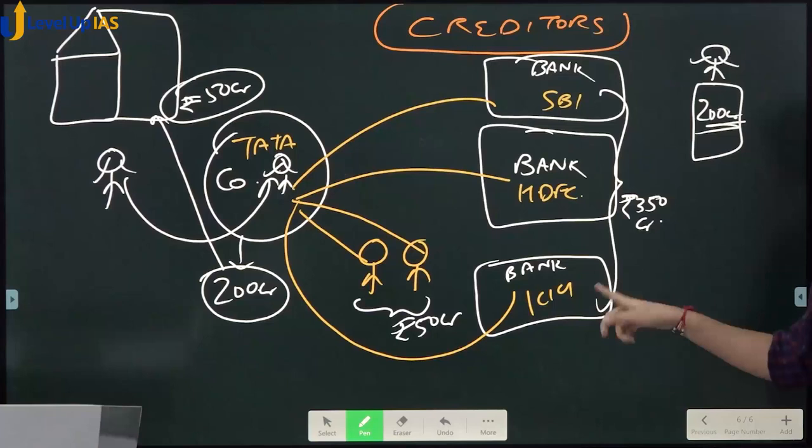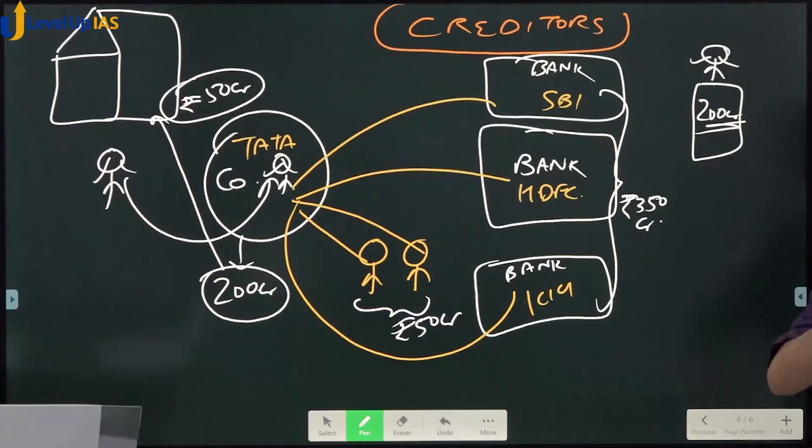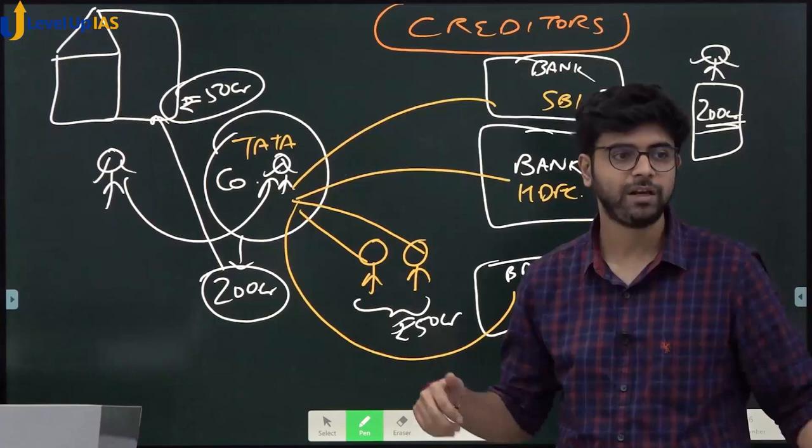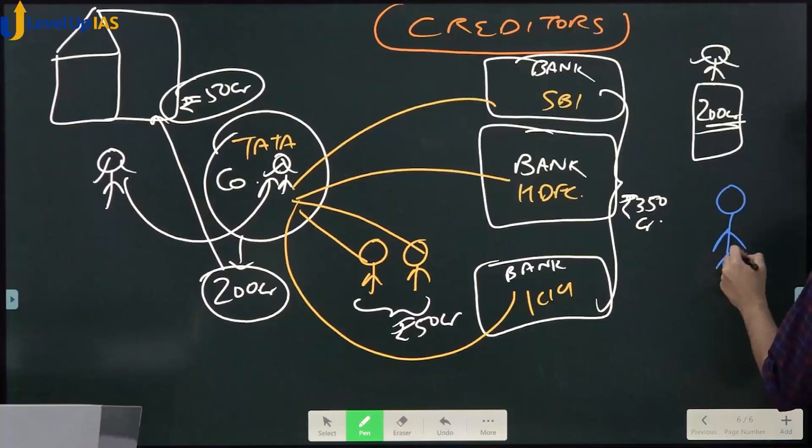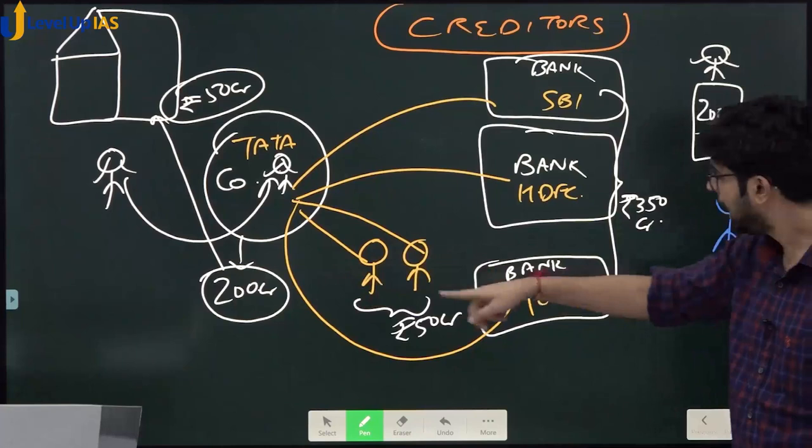Right? Now there are two things which happen here. Have you seen Bollywood movies? When a fight happens, when someone is harassing a girl, the hero arrives. Same thing. Option one, hero arrives. Hero says, I will pour money in Tata. I will pay them off. Tata becomes my company. Simple.